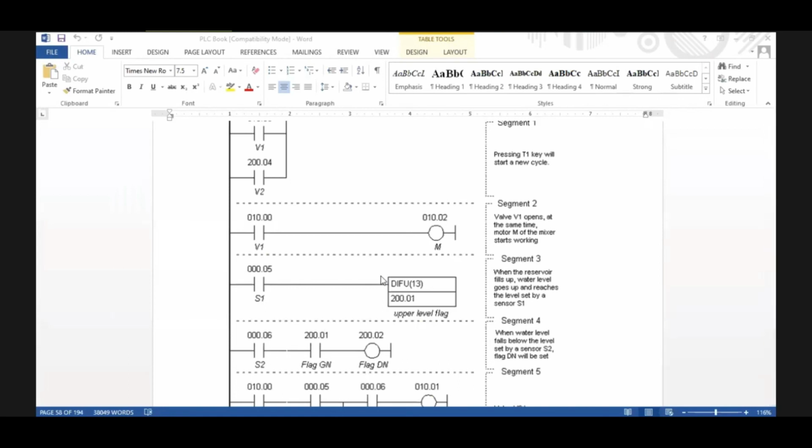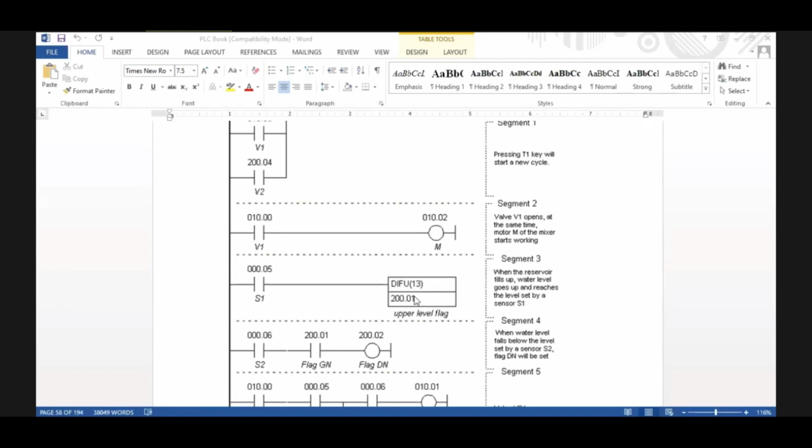So if you think about the water filling up, when the water fills up the tank, the switch is going to turn on. All right. So the switch is going to turn on. So that is what it means. And they give an address for the differentiate up, 200.01. So it says, all right, when the switch is going from off to on, differentiate up. So the switch is going up to turn on. So when it's going from off to on, activate this address.